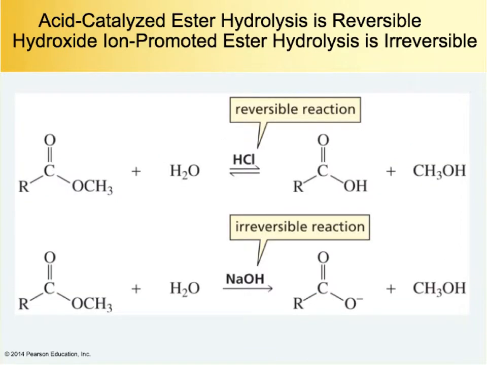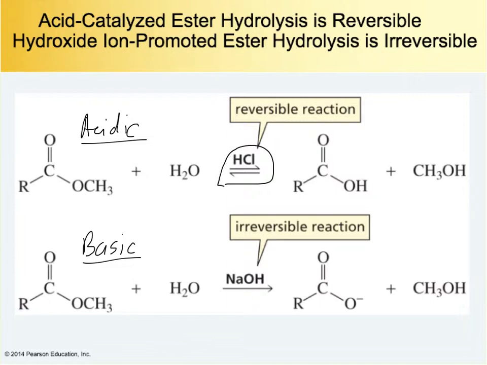The big difference here is between this acidic condition to turn an ester into an acid, versus the basic condition to turn an ester into an acid. The acidic one's reversible. Note the arrows. That's an equilibrium arrow. It can go back and forth. If I add a bunch of methanol, I could shift it back this way. If I add a bunch of water, I could shift it this way.